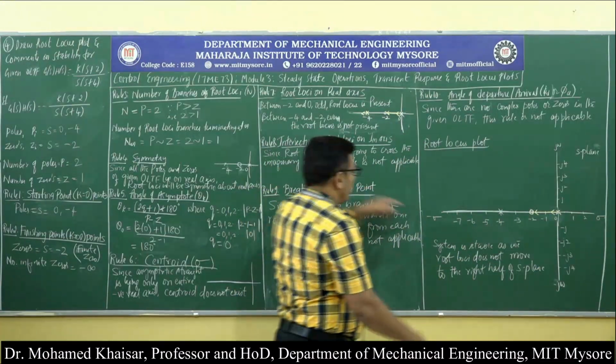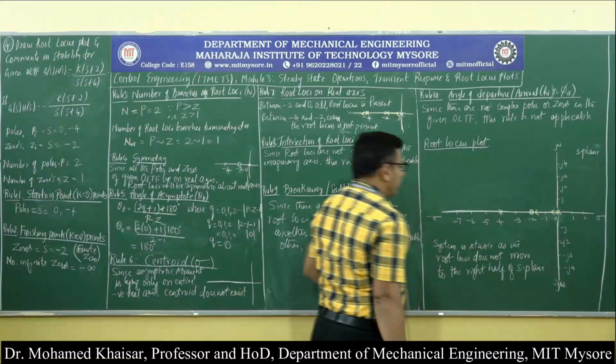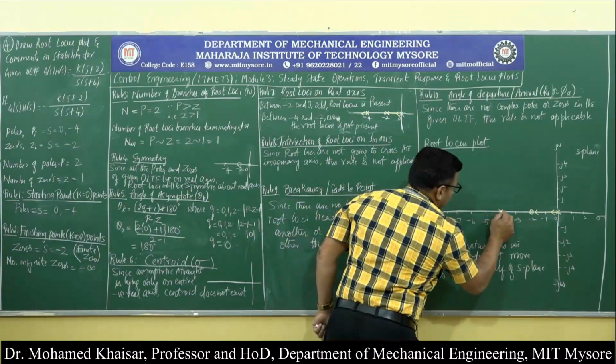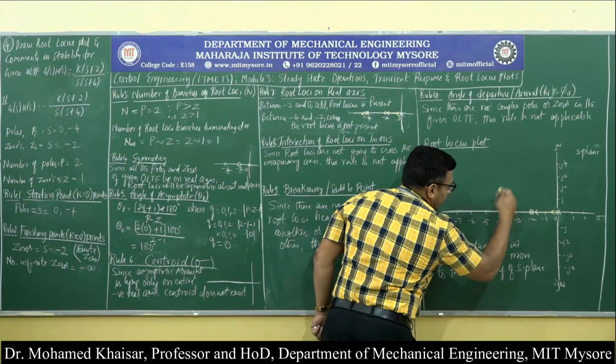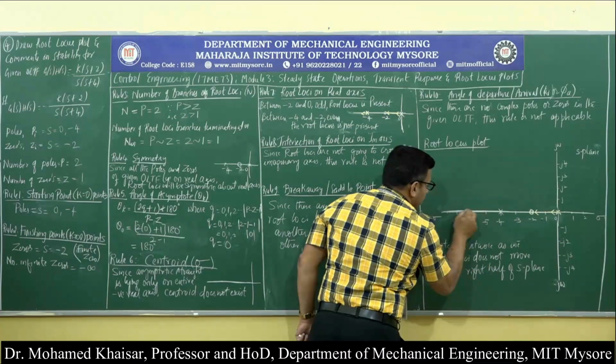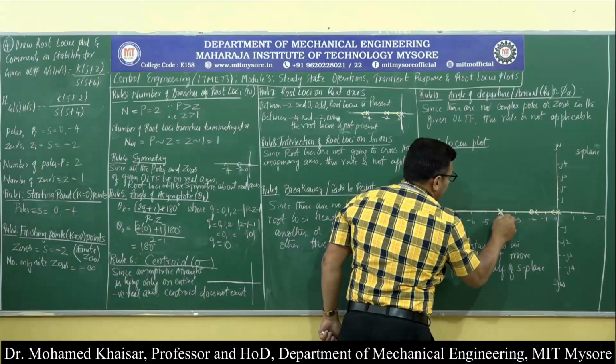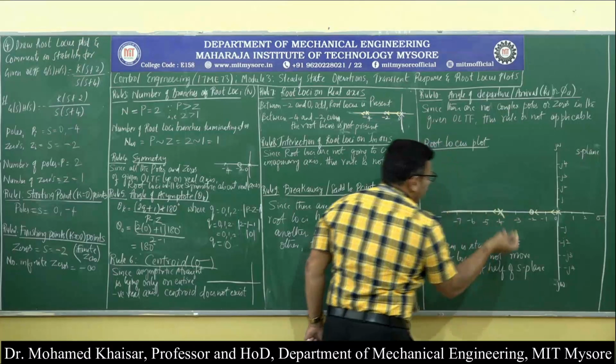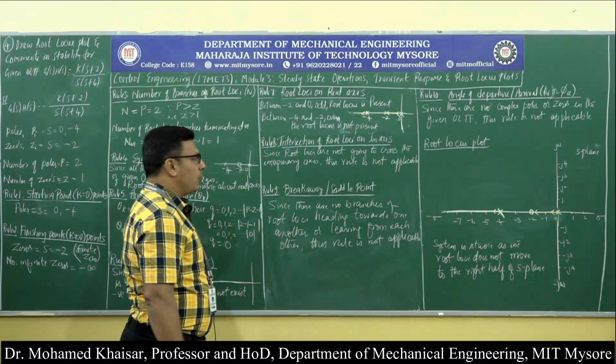Then between -4 and -2, root locus does not exist, leave it. Then from -4, the root locus is leaving. If the root locus is not on the right hand side, it will be along the left hand side, moving towards infinity. And obviously the arrow has to be such that it is leaving the pole.